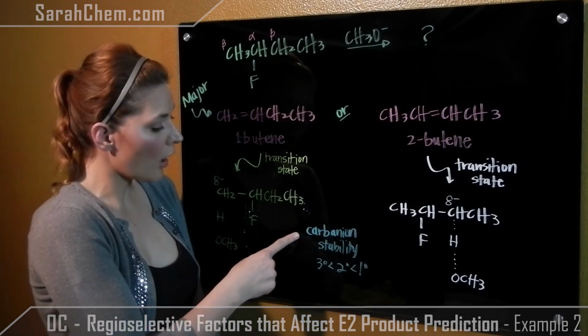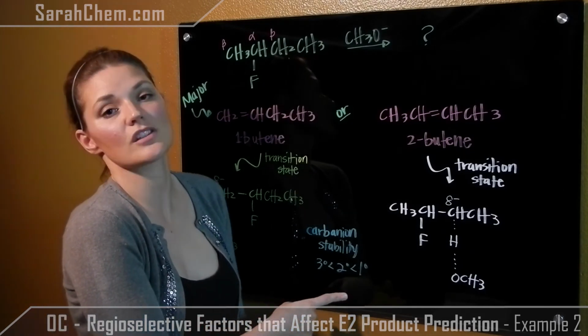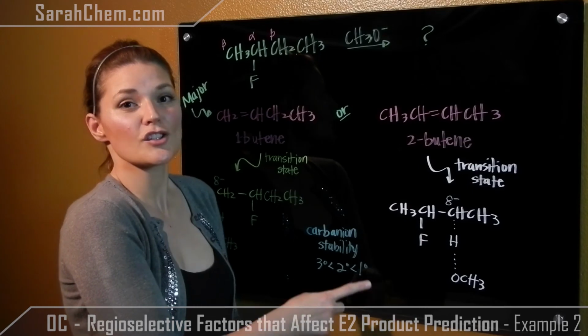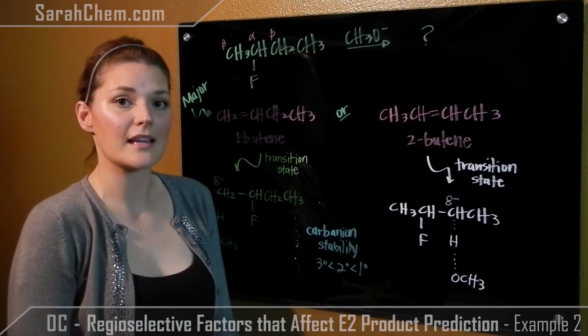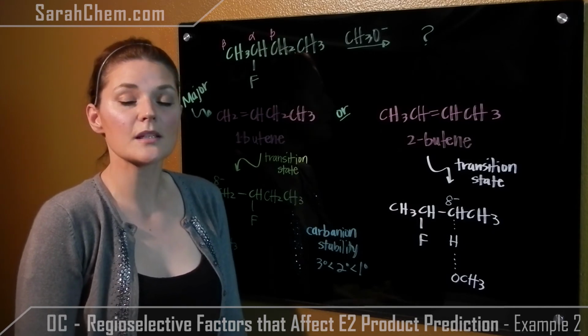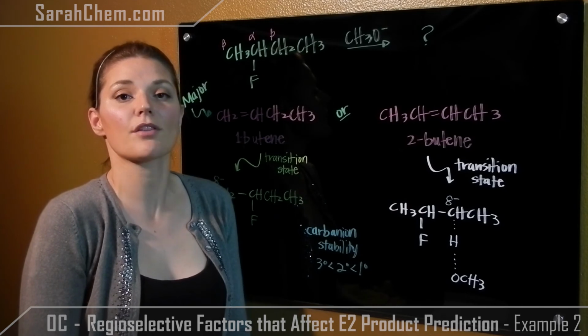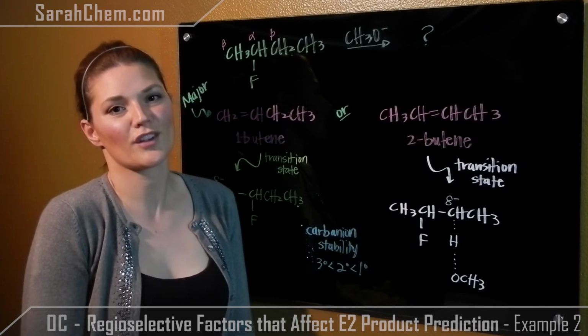So when we're talking about carbanion stability, tertiary is less stable than secondary, which is less stable than primary. So remember, in a case where you're looking at an E2 reaction where you have fluorine as your leaving group, you're going to predict the less stable alkene as your major product because of the carbanion that is formed during the transition state.